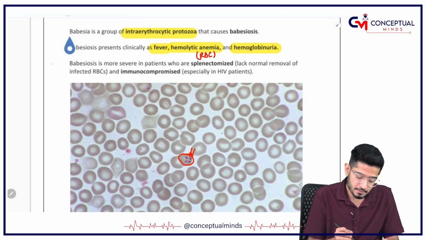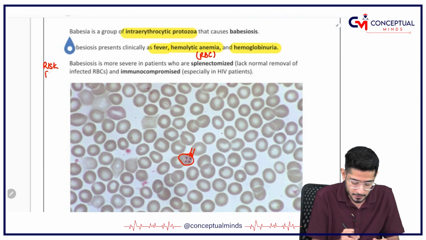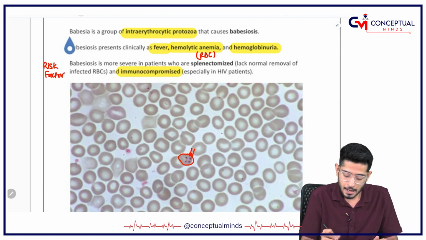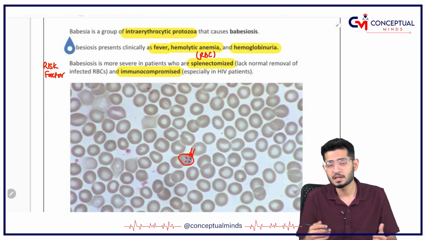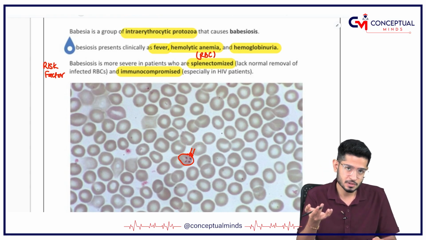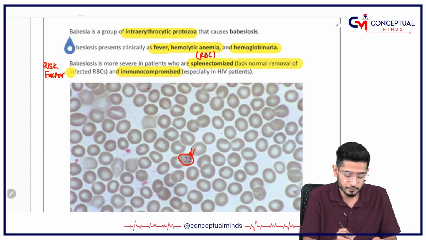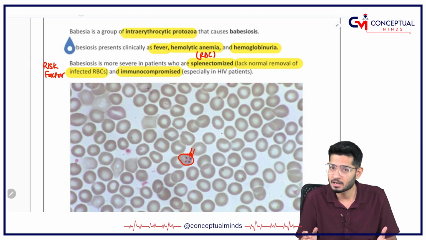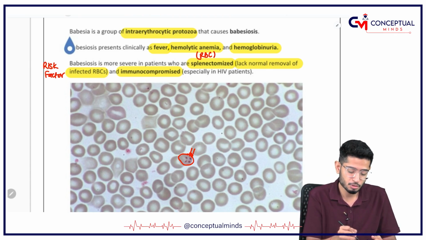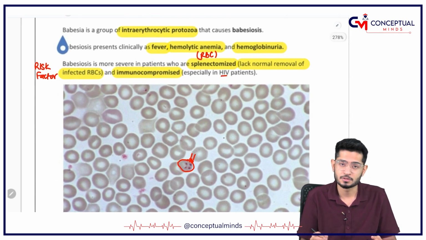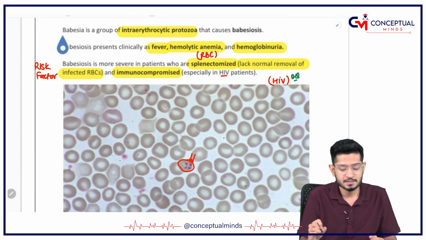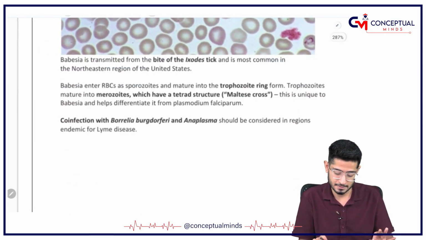Okay. Now, what is the risk factor? The risk factor is the patients who are immunocompromised and splenectomized. That means they have undergone splenectomy for some reason. Why? Because the spleen is not functioning, they lack the removal of infected RBCs. The infected RBCs can't be removed, so Babesia is going to have a good survival. And obviously the immunocompromised patients like HIV patients. So Babesia is very commonly seen with HIV. Please remember, this is an important question previously asked.